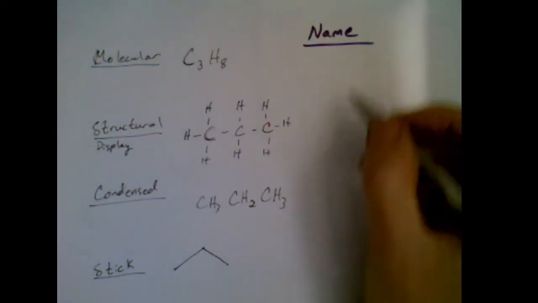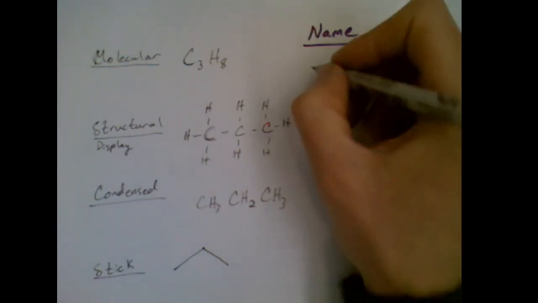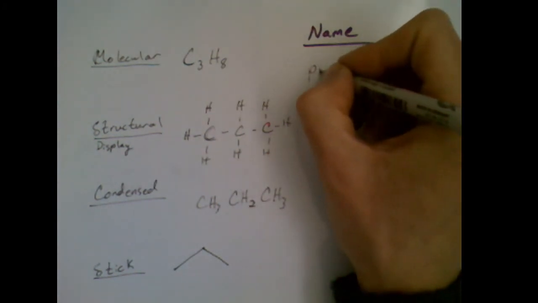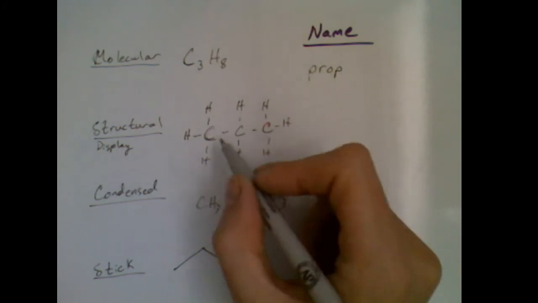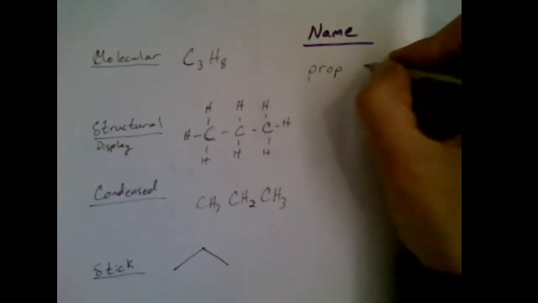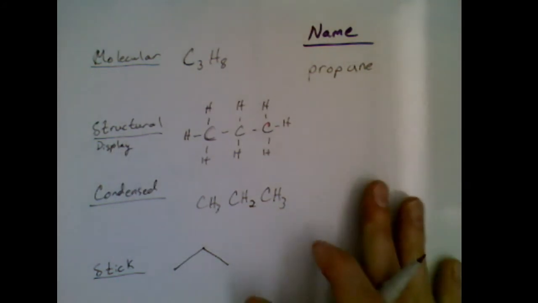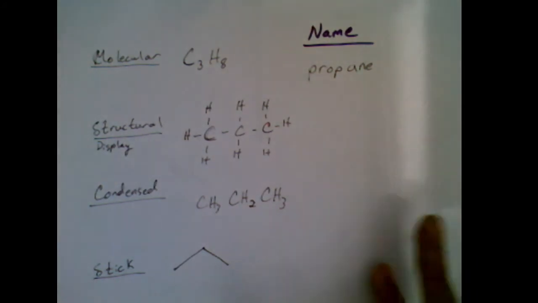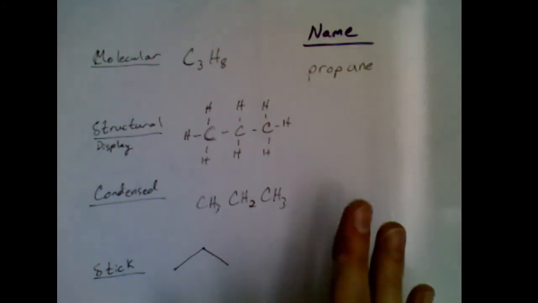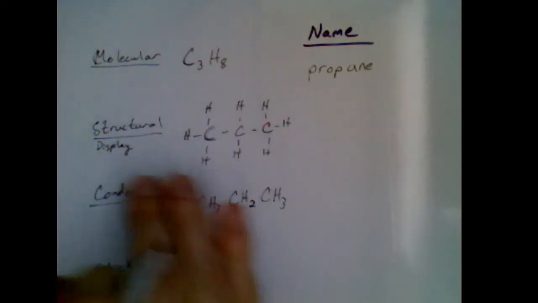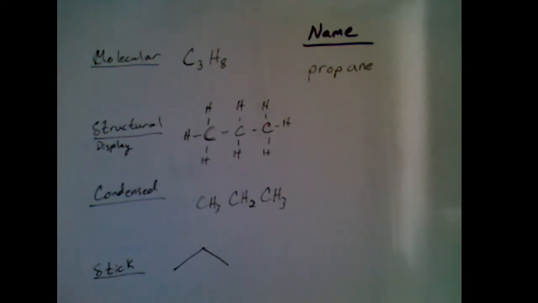The name for this, now we have 3 carbons, so the prefix we would use is prop. And since there's only single bonds in between the carbons, we use the suffix ane. And that's all there is to that one. So we're dealing with propane, which is C3H8, 3 carbons, all single bonded. Okay, so now that we've done that one, let's do one more example just to make sure this is really clear.